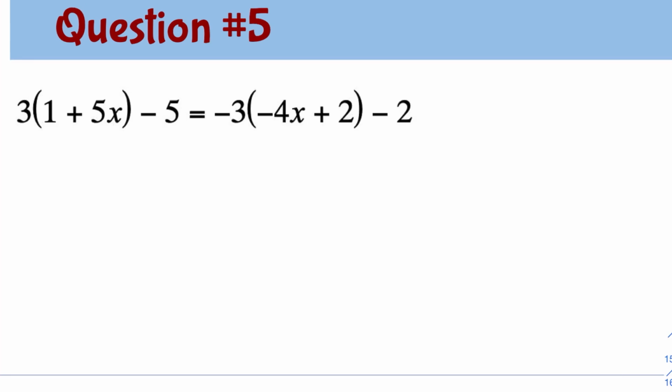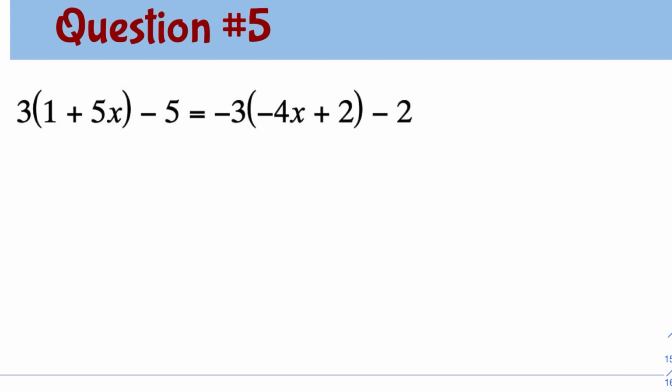Question number 5. 3 times the quantity 1 plus 5x minus 5 is equal to negative 3 times the quantity negative 4x plus 2 minus 2. So this equation involves parentheses on both sides. So we need to do first distributive property and then combine like terms on each side of the equation.